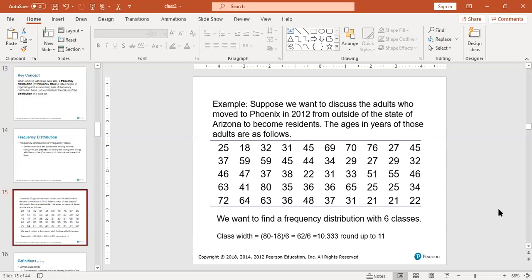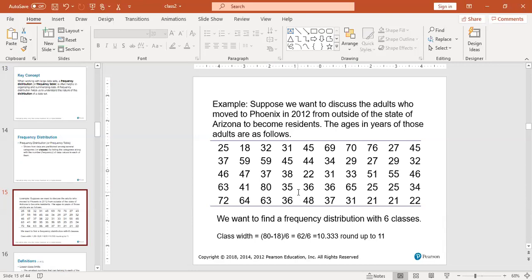To clarify, these are 50 numbers. They are ages of people who moved to Phoenix in 2012 from outside the state. They want us to build a frequency table with 6 classes. That means 6 pieces, 6 intervals. We are going to divide these numbers in 6 intervals.